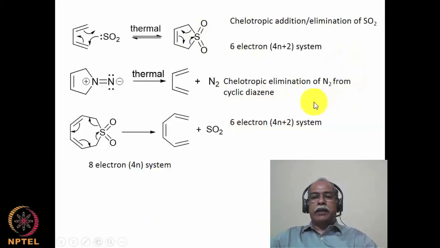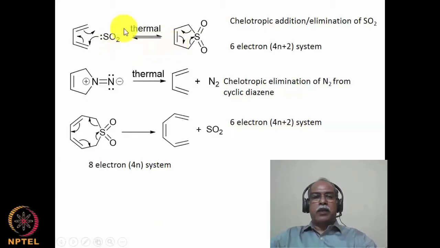Now, cyclic diazenes also undergo thermal elimination of nitrogen molecule. One neutral molecule of nitrogen is eliminated by the same mechanism as it is shown here, for example, resulting in the formation of butadiene. But once nitrogen is formed, the reaction is not a reversible reaction. The top reaction is reversible.